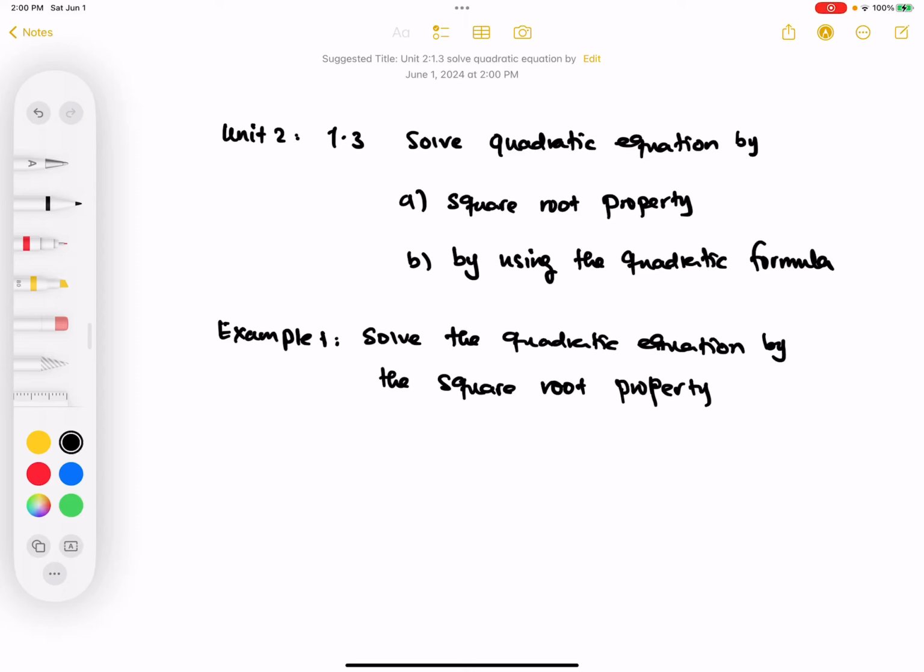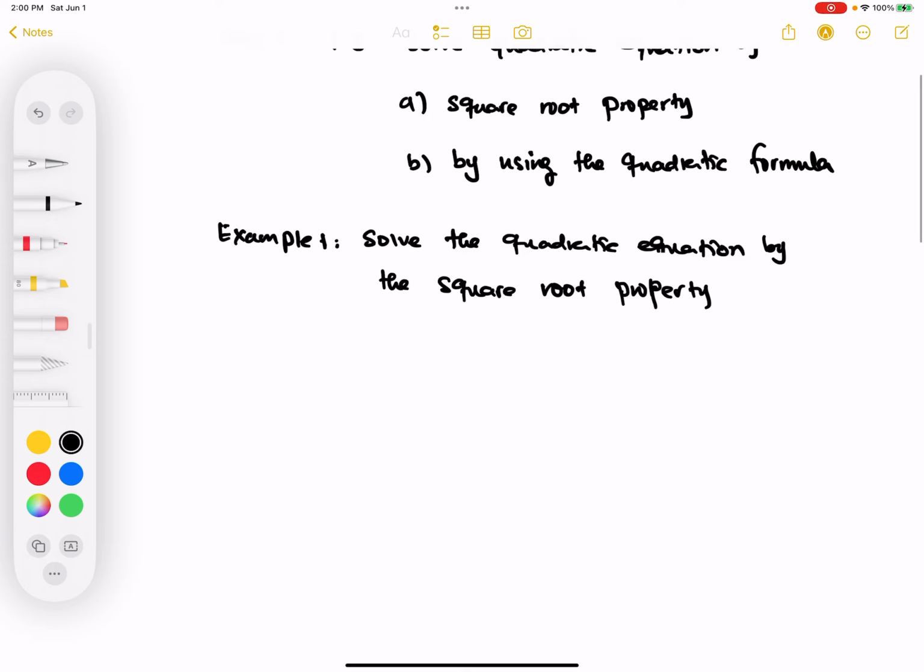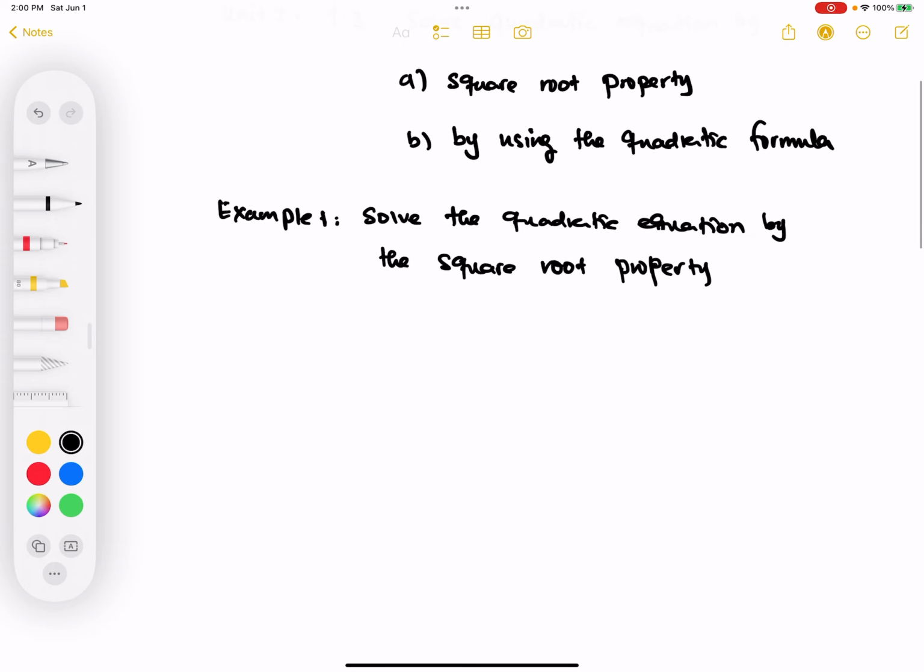All right, in this video, we are going to see how to solve quadratic equations. The first method is the square root property, and the second one is by using the quadratic formula. So let's see the first example. Solve this one by using the square root property.